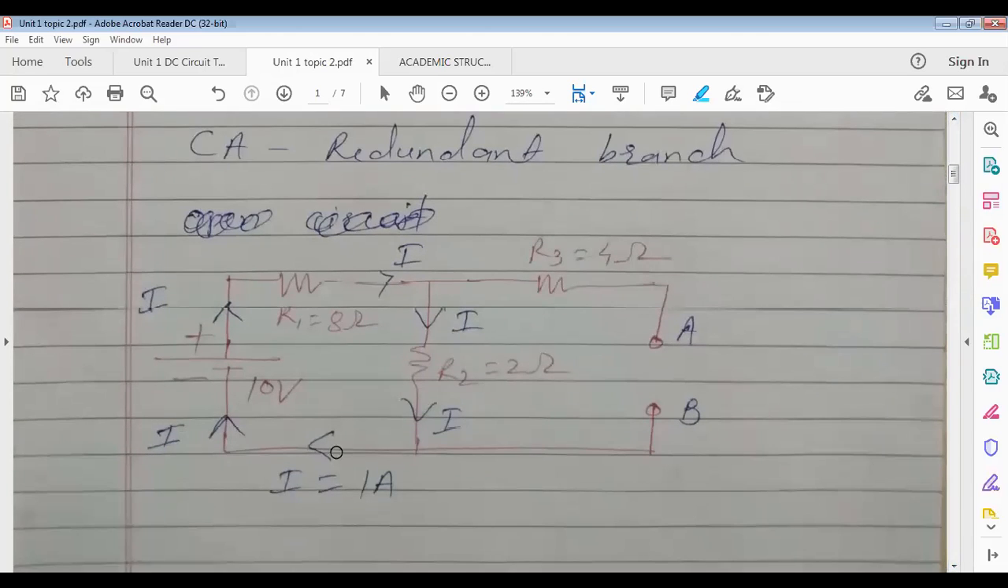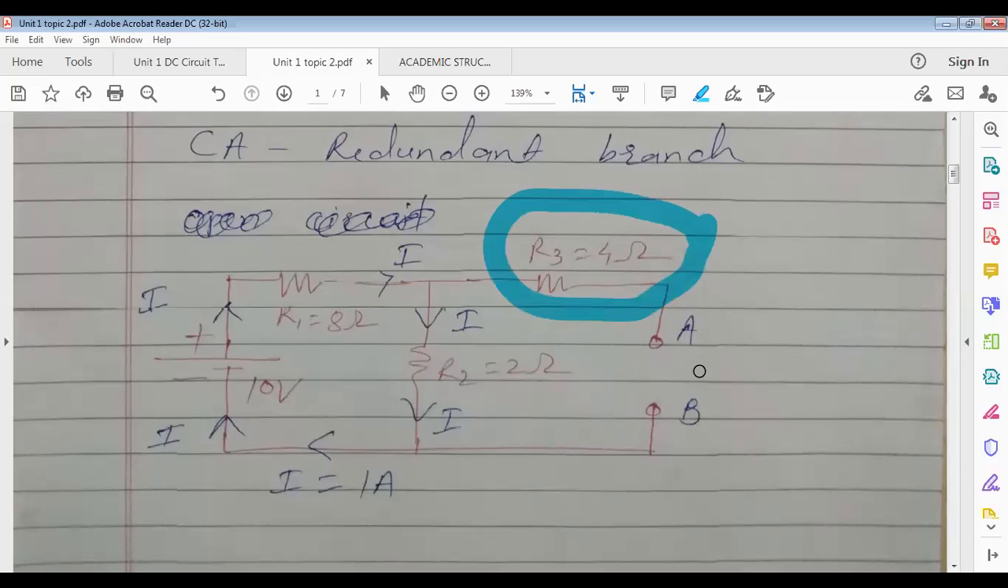See here. The current will flow from the 10 volt positive terminal through this and return back to the negative terminal. Current will not flow through the 4 ohm because from A to B it's an open circuit. That's why the branch in which the 4 ohm is connected is called a redundant branch. Clear? When calculating total equivalent resistance, have we connected the 4 ohm? Because here the total equivalent resistance is 10 ohm.